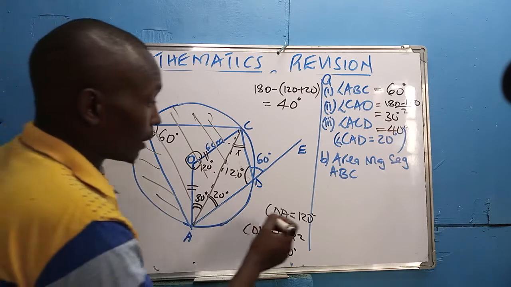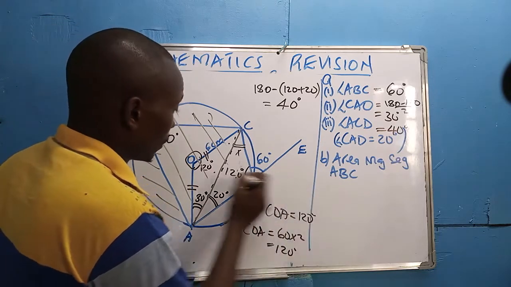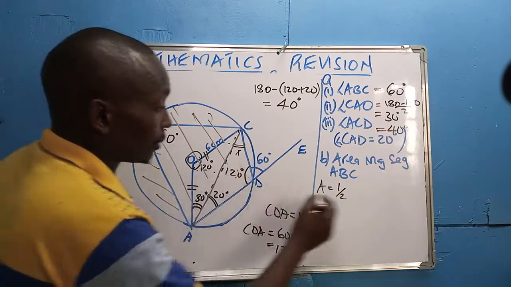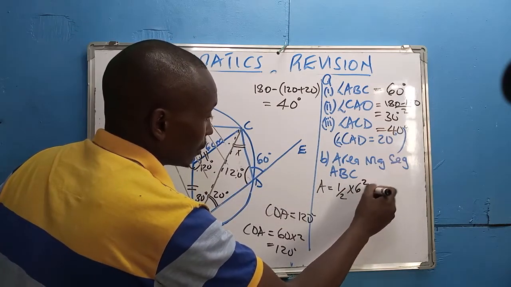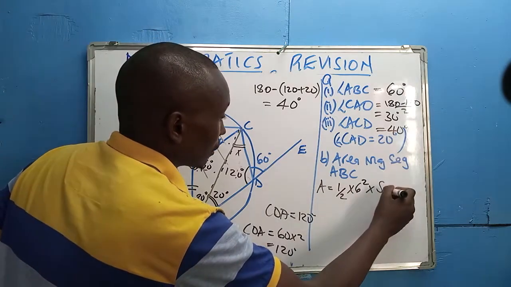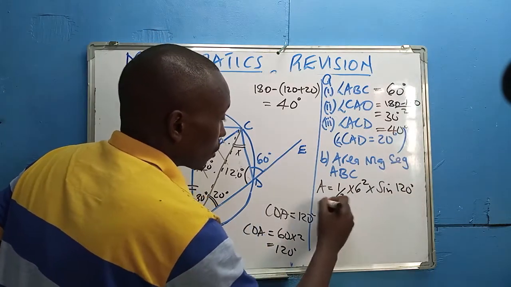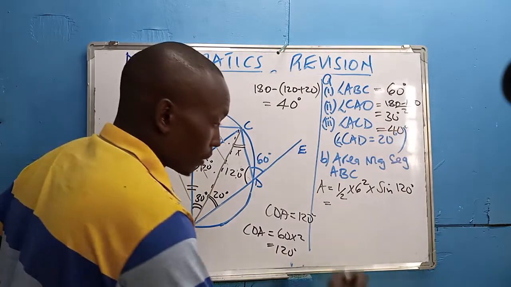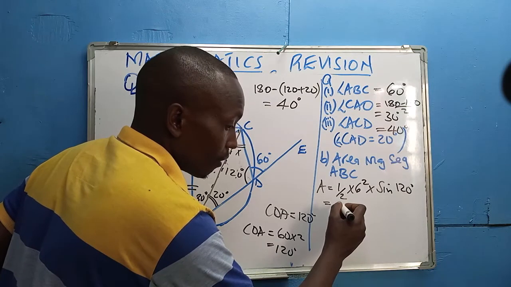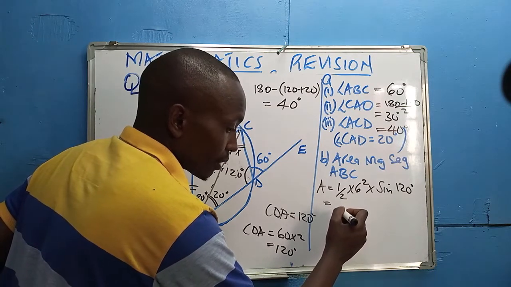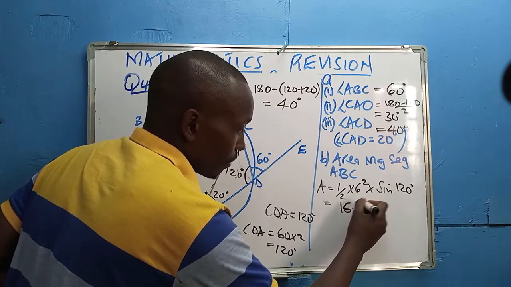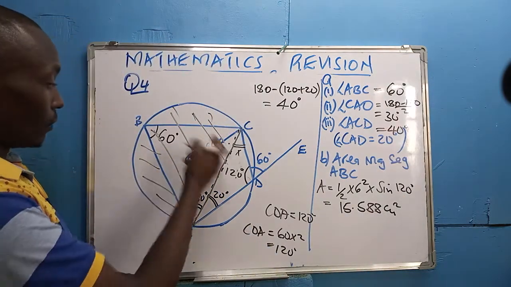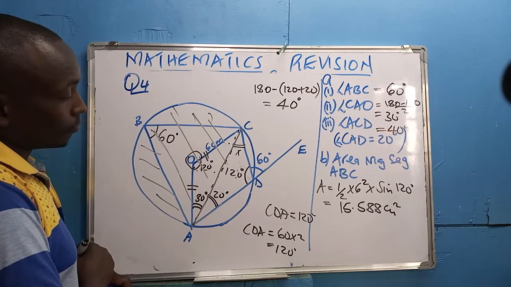And I can start with the area of the triangle. It will be this one now. Area will be given by a half, 6 times 6, then sine 120. If you can key in with your calculator that one, because I've worked it here for myself, it will be 15.588 centimeters squared.